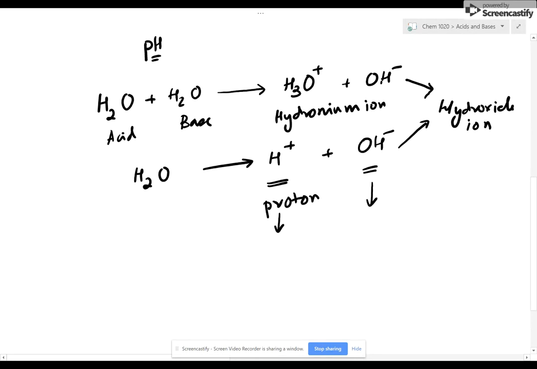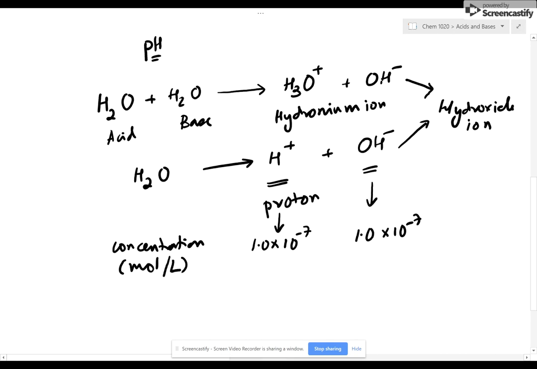So it turns out if you measure the concentration of your H plus or your H3O plus and the concentration of your OH minus, you find out the concentration in both cases for pure water turns out to be 1.0 times 10 to the negative 7 moles per liter. And for the OH minus, it also ends up being 1.0 times 10 to the negative 7. And of course, since it's concentration, in both cases, it's moles per liter.